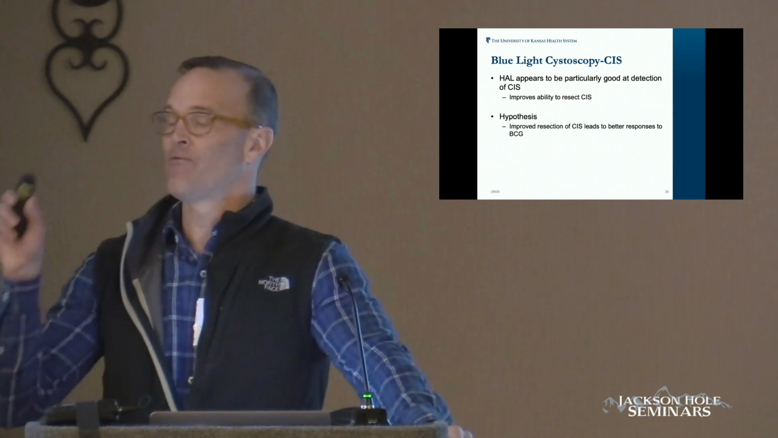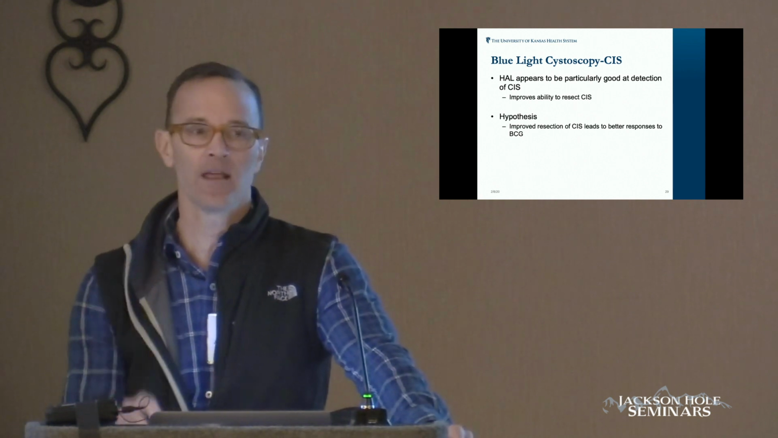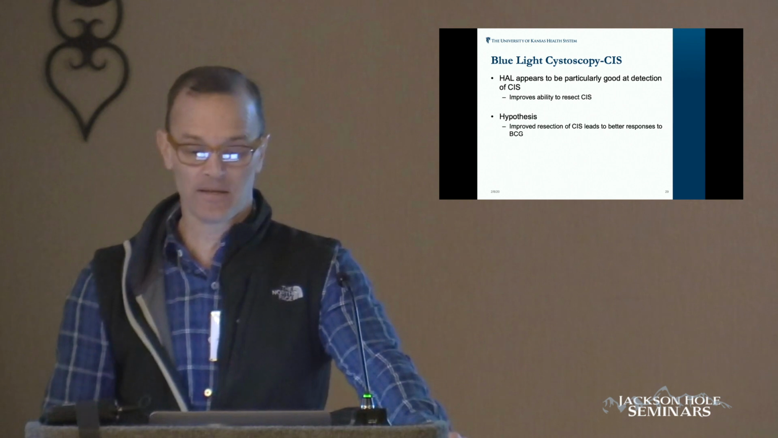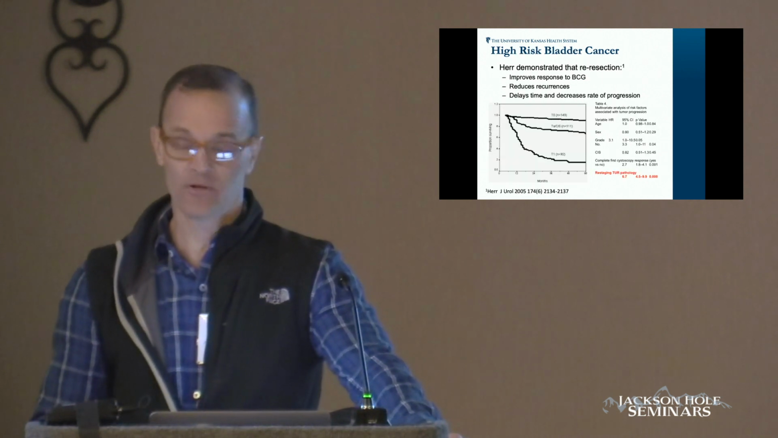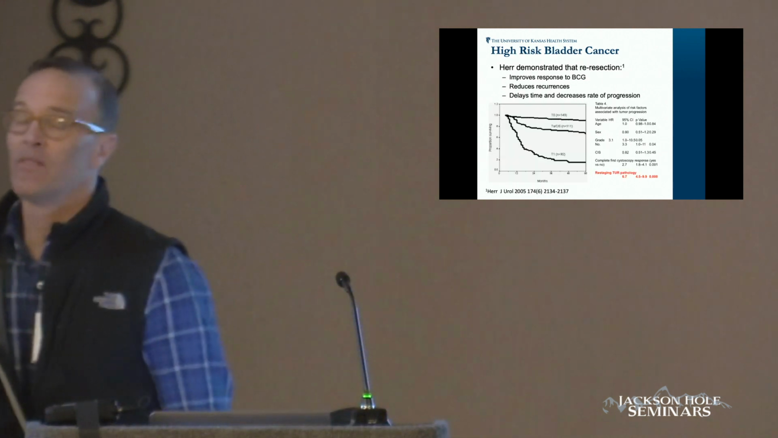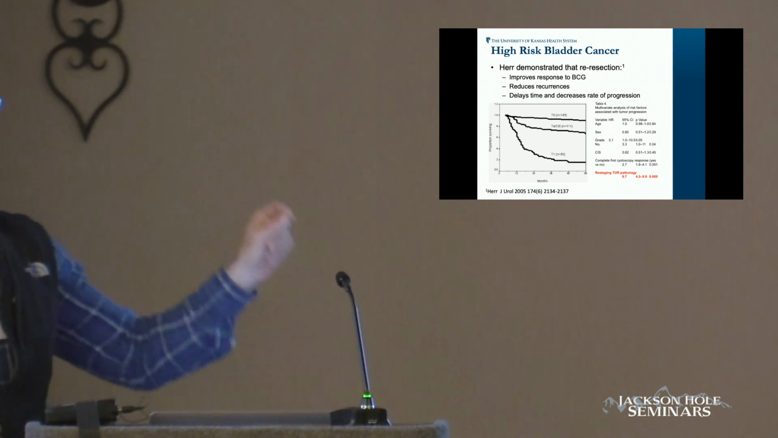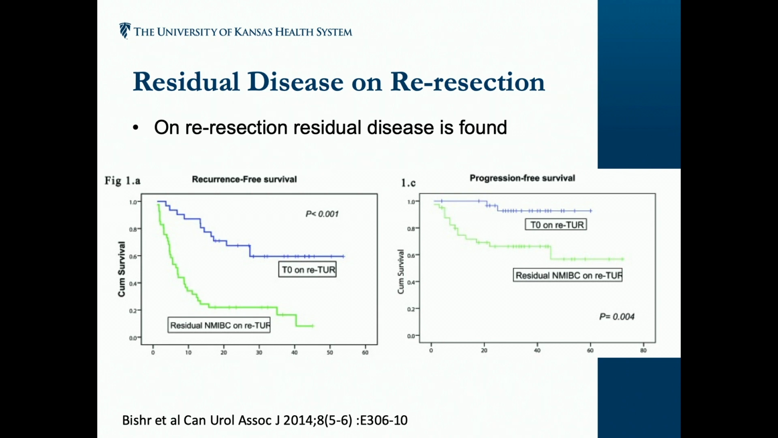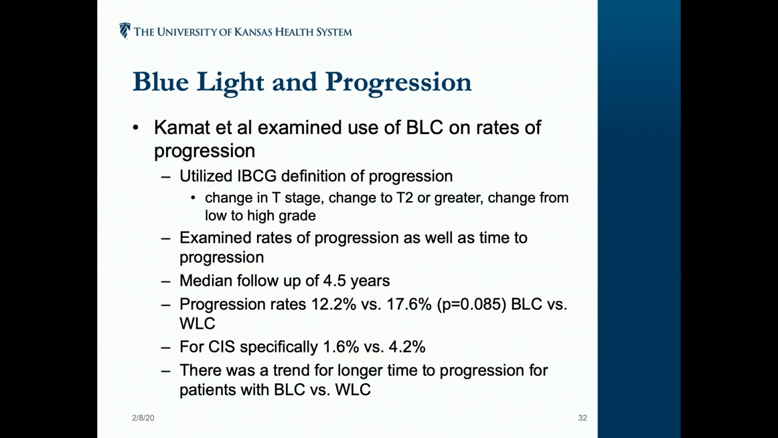But I think if you want to have a good chance of getting rid of CIS and keeping it away, you should resect it. Then give them BCG. Well, what data is out there to suggest it? I've already shown this slide. This slide does include patients with CIS, and it shows that if you resect and you can get rid of the disease, the chance that that disease stays away is better. And again, I think this is where blue light can be really helpful. Again, just showing if you find no residual disease, they have much better outcomes.